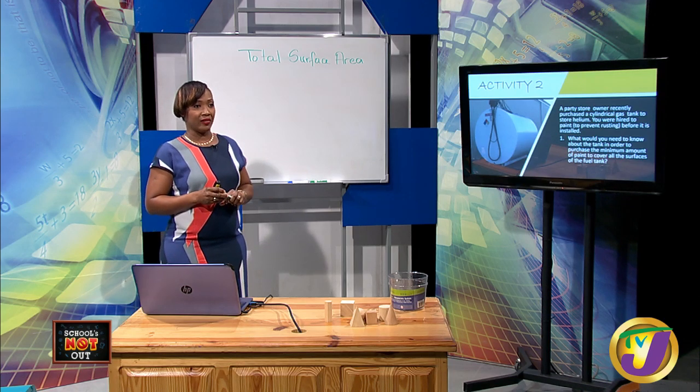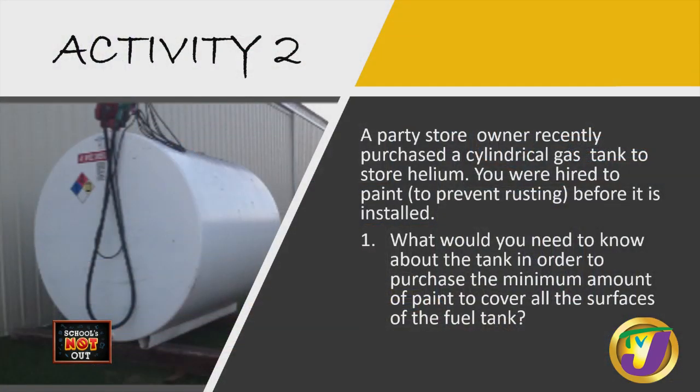So we're gonna look at another activity. Now your party store owner recently purchased a cylindrical gas tank to store helium. You know how it is. You have lots of balloons and you have to have your own helium to make sure that when they come for their party stuff, you are able to fill up all your balloons. You are hired to paint. So you're not the owner. You're the person who is now hired to paint that helium tank because the owner refuses to waste his or her money. So to prevent rusting, you're going to have to install this tank, but you're going to paint it first. What would you need to know about the tank in order to purchase the minimum amount of paint to cover all the surfaces of the fuel tank?